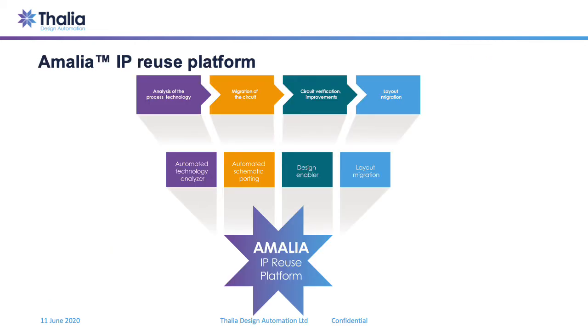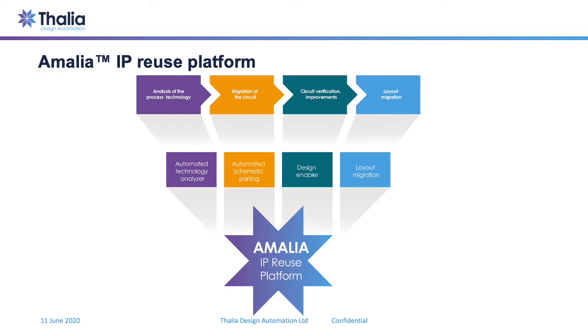The Amalia IP Reuse Platform consists of technology, methodology, and design expertise. On the technology and methodology front, the platform has four components. The technology analyzer, this is something I covered when I went over the case study. In a nutshell, this is a design-centric approach that addresses key first order and second order effects of process technologies, extracts and compares between the base and target technology to provide the user with clear inputs on how similar the technologies are, the base and target.